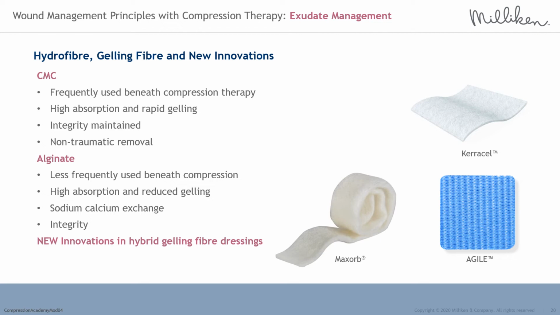Exudate management, hydrofibre, gelling fibre and alginate type dressings. These dressings aim to manage exudate and correct wound bed tissue type, such as assisting autolytic debridement. Hydrofibre dressings, also known as carboxymethylcellulose dressings. These are very popular and frequently used beneath compression therapy, especially so in the venous leg ulcer patient to manage excess exudate levels. Silver versions are also available and are frequently used in leg ulcer patients.